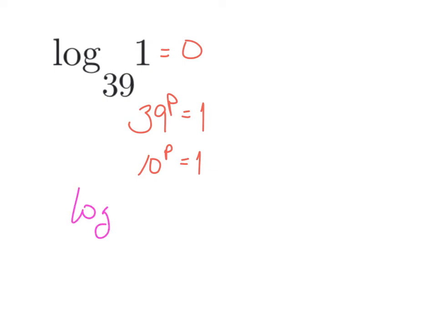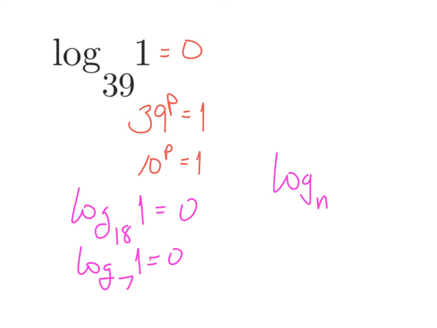And log base 39 of 1. Well, remember, 39 to what power is going to equal 1? Well, that power would have to be 0. In fact, no matter what the base is, if I had 10 to a power and I wanted it to equal 1, that power would have to be 0. So we could say things like log base 18 of 1. That would be 0. Or log base 7 of 1 would equal 0. In fact, no matter what base we have, if we're going to take the log of 1, it's always going to equal 0.